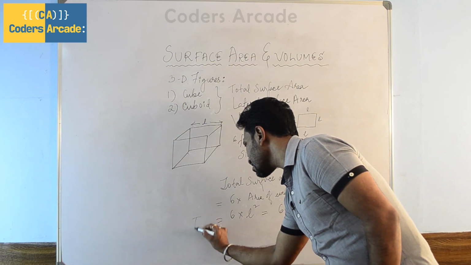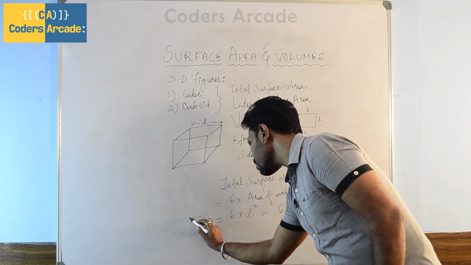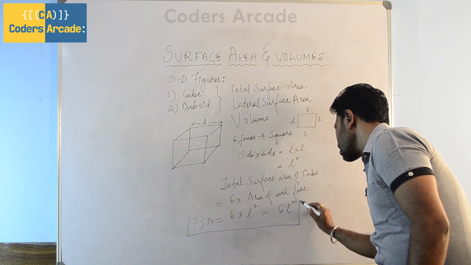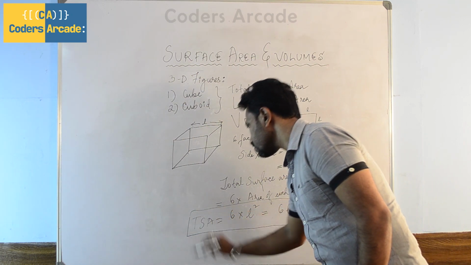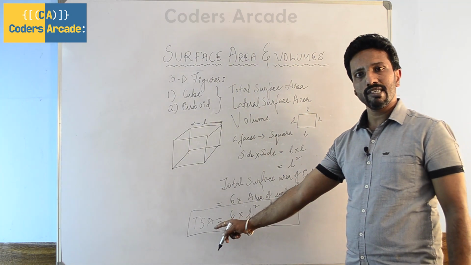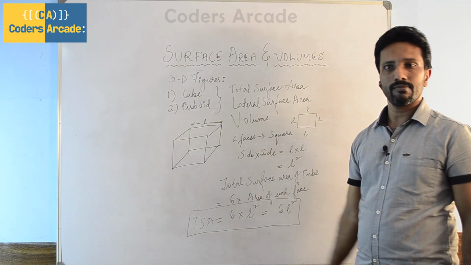So let me write here like short form TSA. It will be 6L square. So this is the total surface area of a cube.